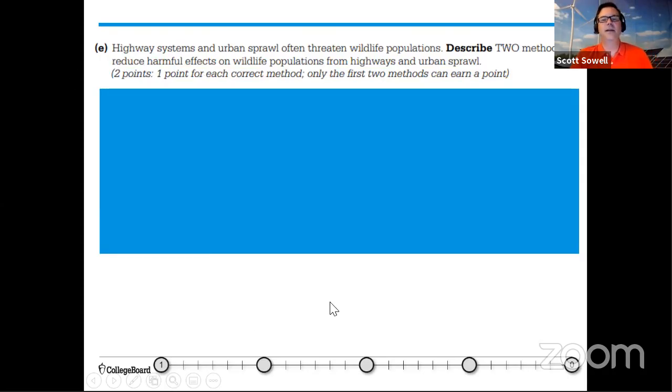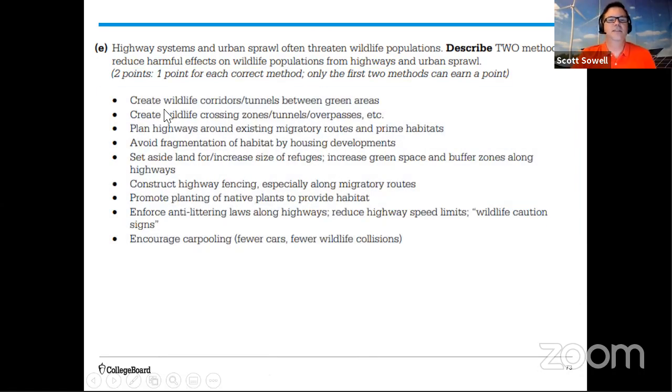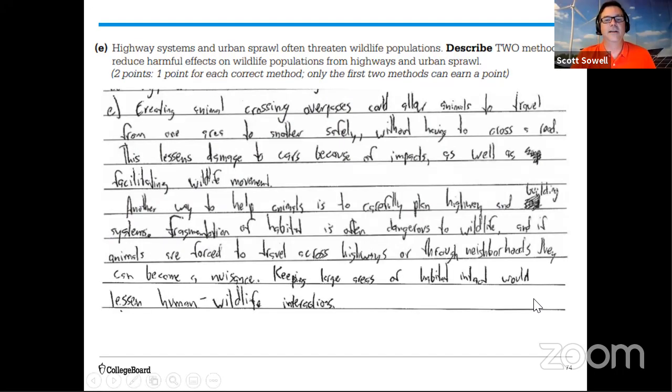E talks about highway systems, and this asks you to describe two methods to reduce harmful effects on wildlife populations. And this was the conversation about wildlife corridors might come into play, or building roadways around habitats. So not only do we need to think about housing and transportation, but literally the road that we're building is taking over natural habitat areas.